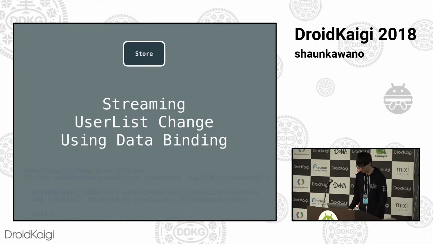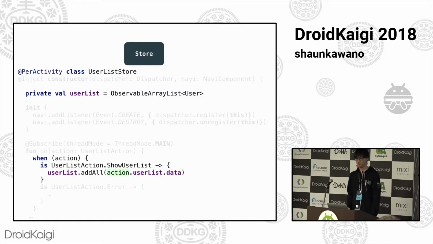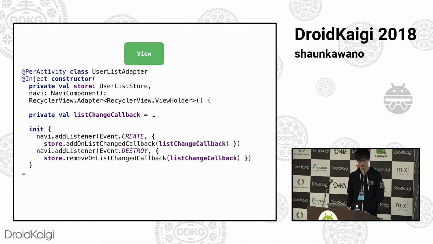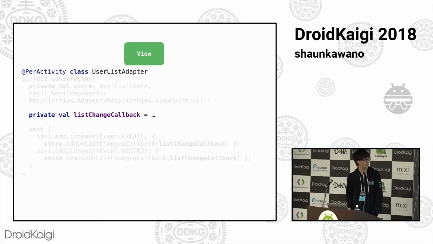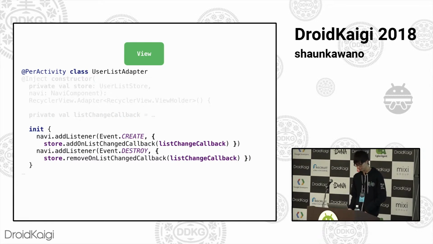And for the streaming user list change, we use data binding. So when the user list action gets dispatched and we add the new user list, we have a recyclable adapter we inject into the activity, if you remember. And then inside the adapter, we declare a list change callback to declare what to do when the list changes.